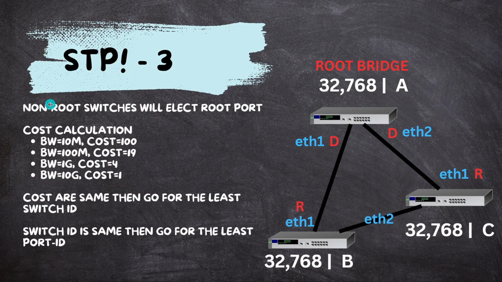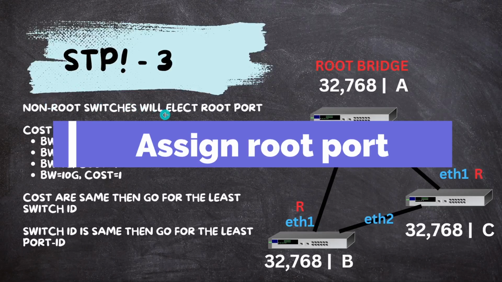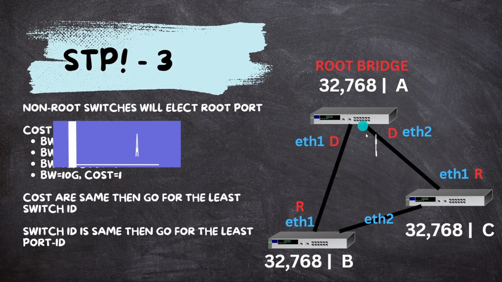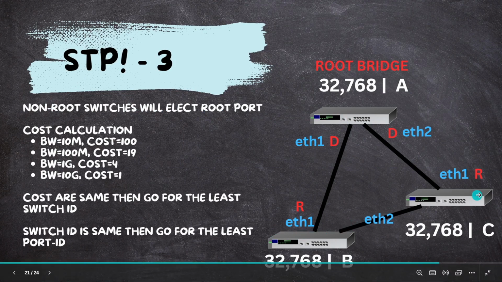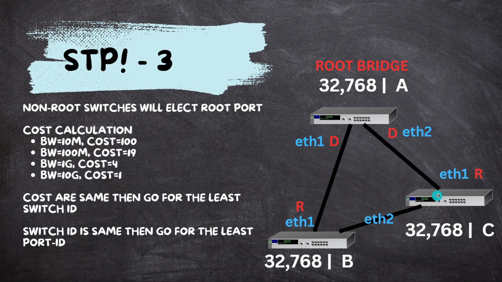Now step 3 is that non-root switches will elect a root port. So all the non-root switches, this switch and this switch with the MAC addresses B and C, will now elect the root port. And the root port, that we have seen in the last video, is the closest port to the root bridge. Now how will they elect the root port? They will basically calculate the cost, and after that cost they will elect the root port.